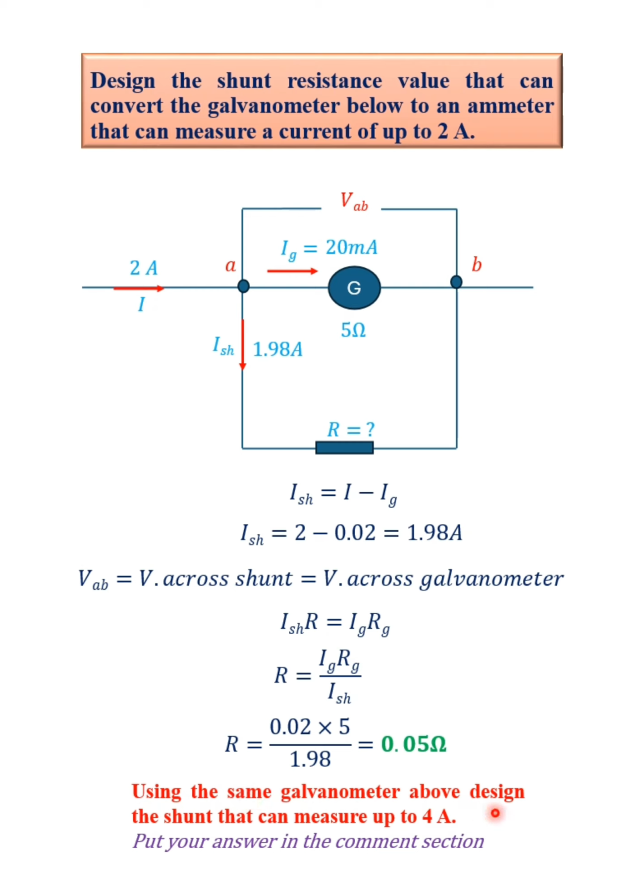Using this same galvanometer of 20 milliampere and 5 ohms, could you please design a shunt that can measure up to 4 ampere? That is what the question is saying.